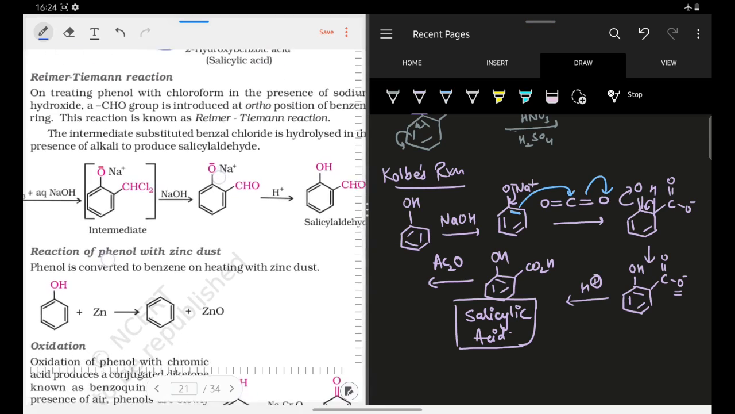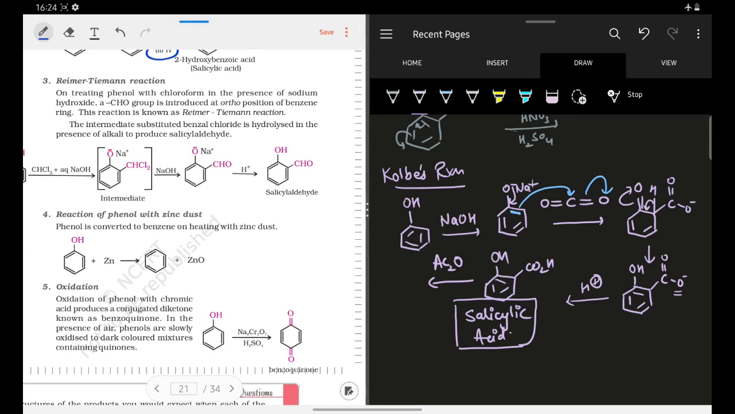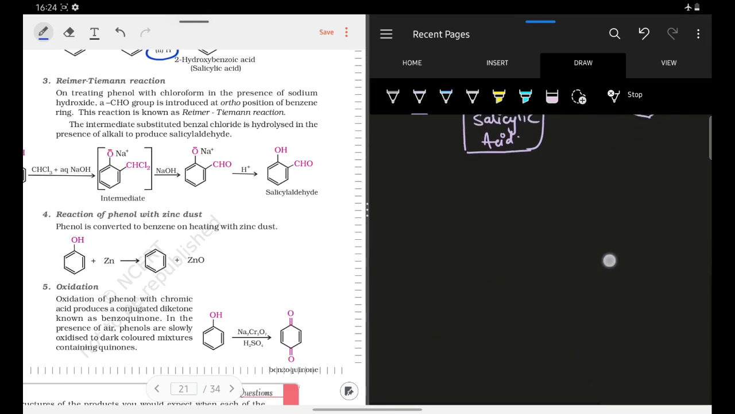So this is it. Now let us move on to the next slide. This is a very important reaction, not only from your boards' point of view, it is also important in JEE and NEET. Okay. So now let us move on to the Reimer-Tiemann reaction. The Reimer-Tiemann reaction is also very easy, right.